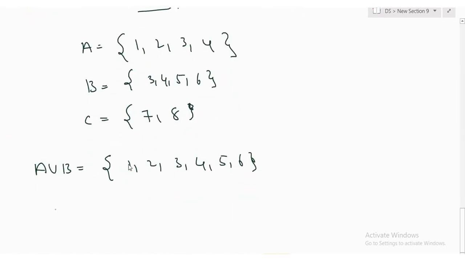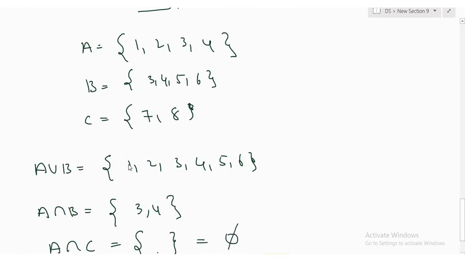What about the intersection? Common. Which are the common? 3 and 4 are the common, right? What is the A intersection C? No. So no elements, you need to write like this. This is also represented by phi. Phi means what? Null set.